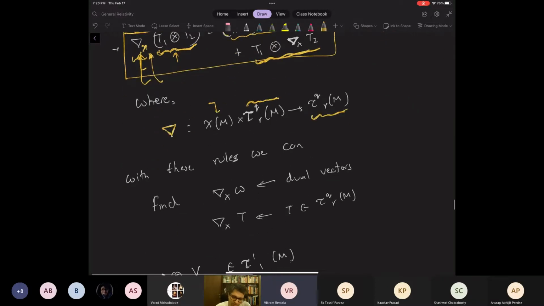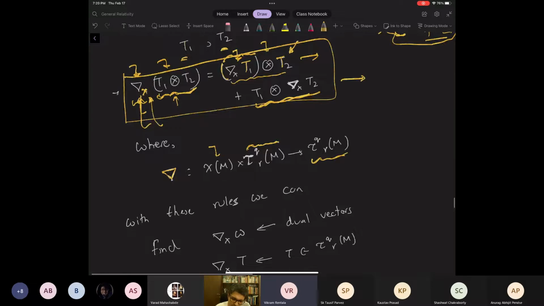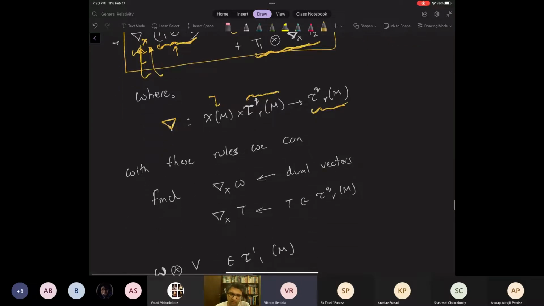So now with this Leibniz rule, you can find out, for example, the action of this covariant derivative on different types of tensors. We'll start with something very simple: the action of this derivative on dual vectors. And we'll try to find that in component notation.